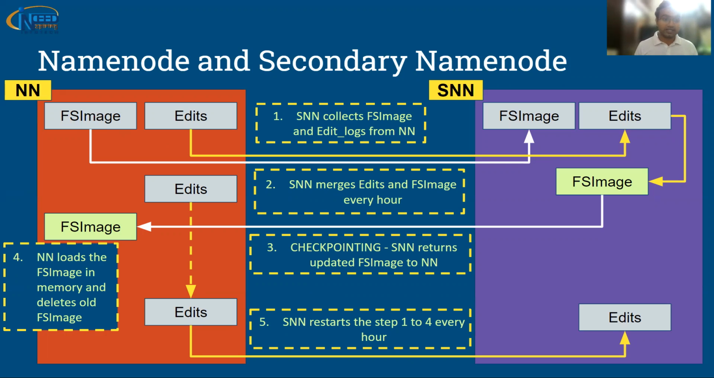Once you start the name node, at that time the name node reads all the edits and updates all the edits into the FS image. This is what the name node does. And during this time, what happens? The client requests are on hold and pending.